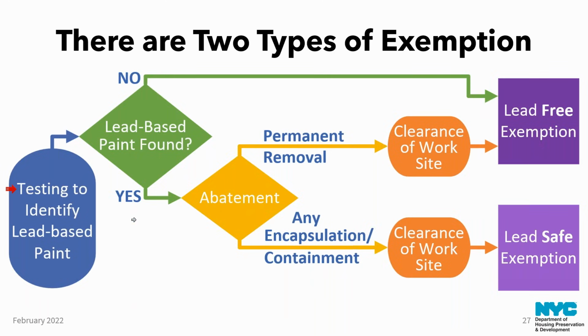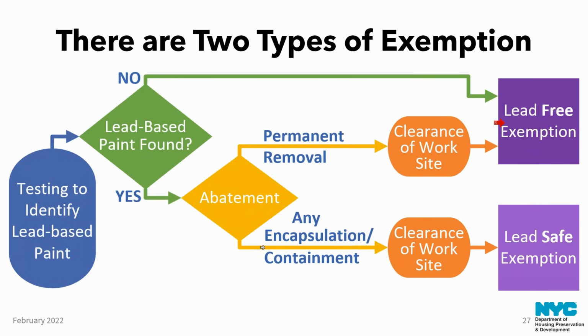But in some cases, you will find that there is lead-based paint in the unit. And now you're going to want to have a discussion with your abatement contractor about your options. One option is going to be permanently removing that lead-based paint, as I said, by either removing the paint itself or replacing the components the paint has adhered to. If you remove all of the paint, your end result is the same as the previous one I described. You will get a lead-free exemption, showing that there is no more lead-based paint in that unit.